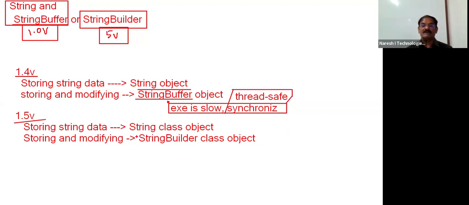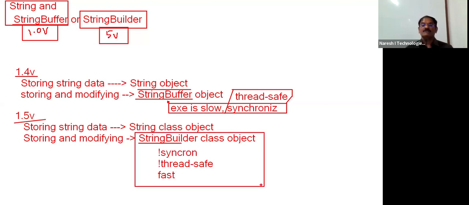Then in Java 5 version, they provided a new class called string builder. And tell me, is it synchronized or not synchronized? Not synchronized. Because it is not synchronized, is it thread safe or not thread safe? Not thread safe. Because it is not thread safe, its execution is fast. So if you want to store string data, use a string class object. I want to store, then further I want to modify, then use string builder. Is it clear?